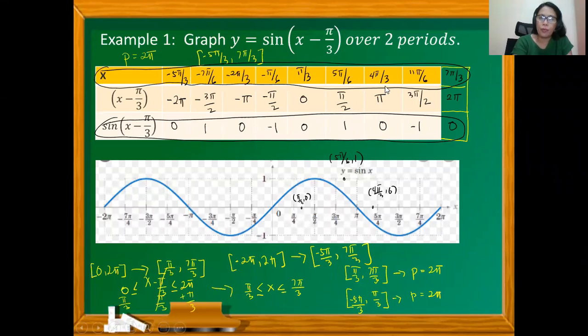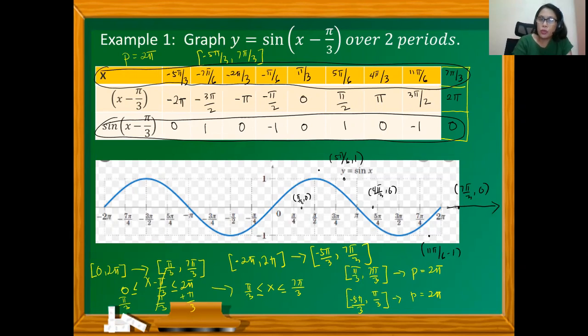Okay, so after 4 pi over 6, 11 pi over 6. So this is, I guess, pi over 6 less than 2 pi. Okay, so from here, going to negative 1. So most likely this is 11 pi over 6, negative 1. And this exceeds 2 pi. So let's say this is 7 pi over 3, 0.